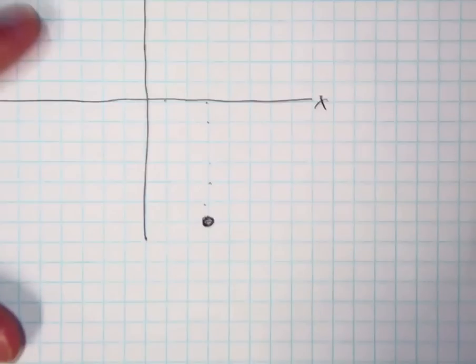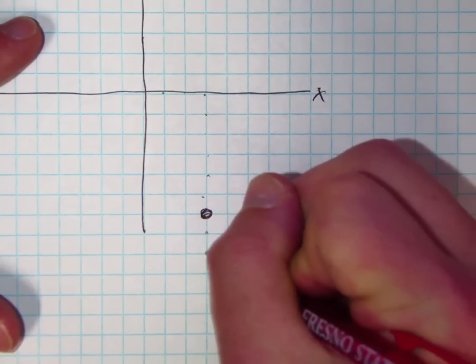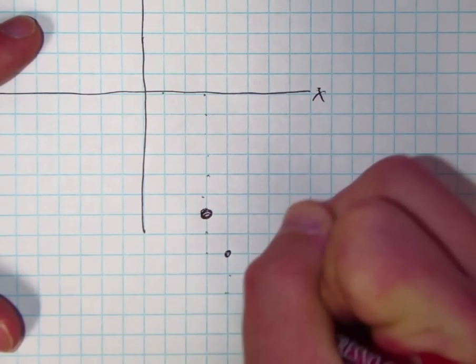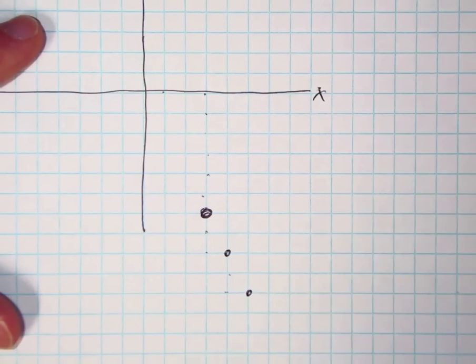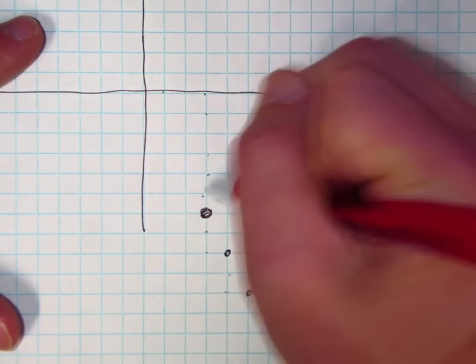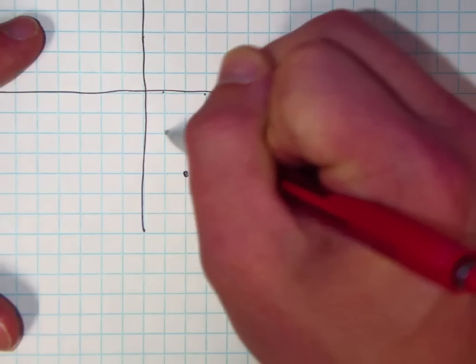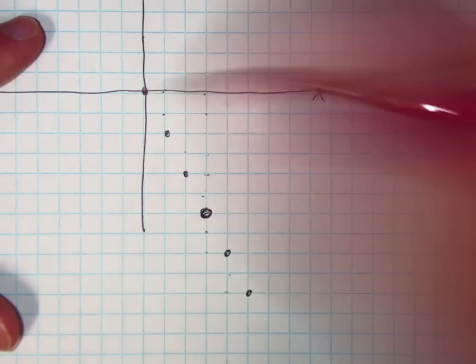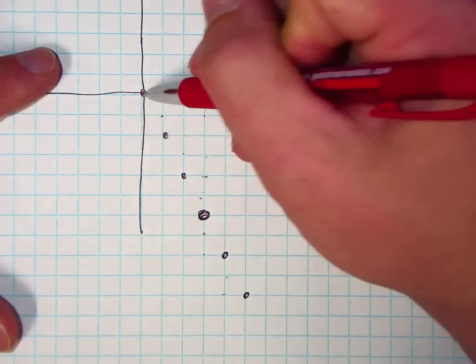So what I can do is I can come over here, and I can go down 2 to the right 1. Down 2 to the right 1. Don't forget, though, I can reverse that. Up 2 to the left 1. And that's really important because take a look what I just found.